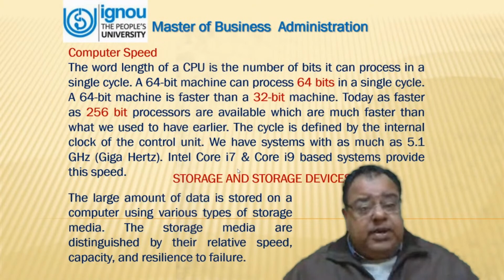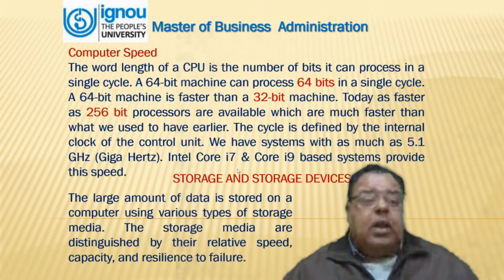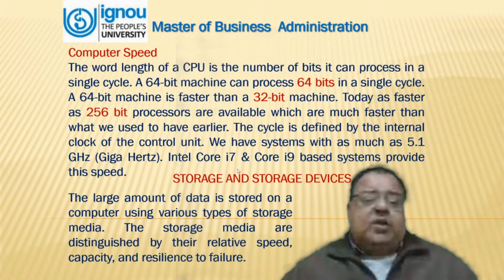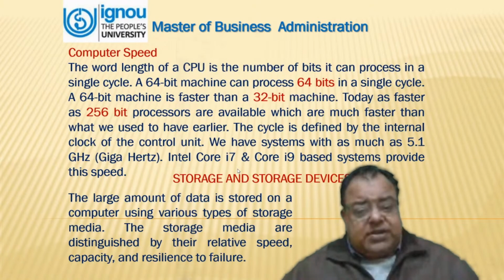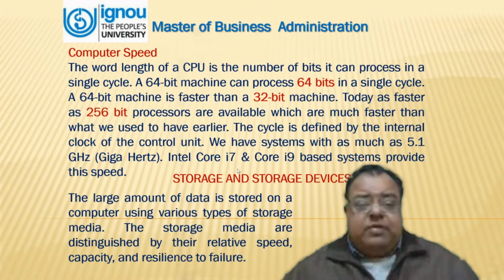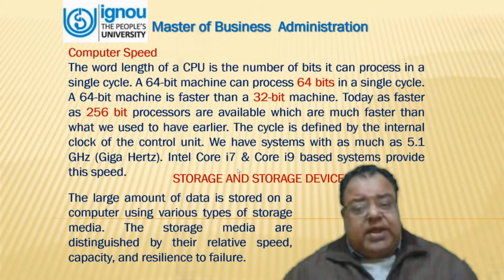Computer speed. The word length of a CPU is the number of bits it can process in a single cycle. A 64-bit machine can process 64 bits in a single cycle. A 64-bit machine is faster than a 32-bit machine. Today, even 256-bit processors are available, which are much faster than what we have used or seen earlier.